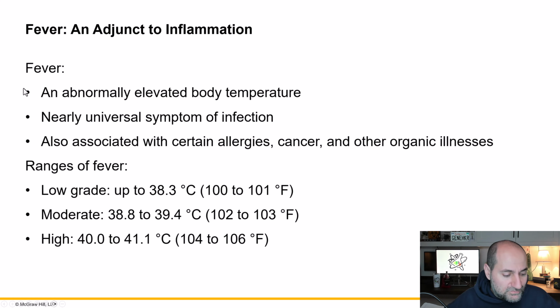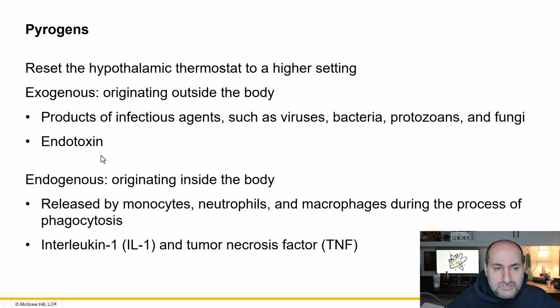Remember, we talked about fever as well. It's an abnormally elevated body temperature. Remember, there are ranges of low grade, moderate, and high, and not all fever is bad. Remember how fever is triggered? There are cytokines released by monocytes, neutrophils, and macrophages during the process of phagocytosis. And these cytokines make their way to the hypothalamus to reset the hypothalamic thermostat to a higher setting.